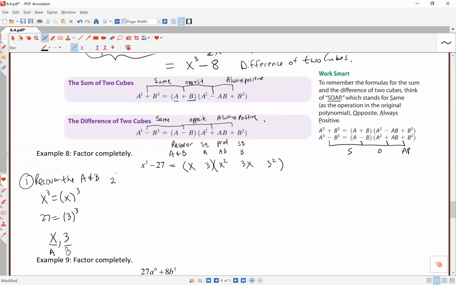Now, the second part of this is to put the signs in there using SOAP. Same sign, opposite sign, and always positive. We get x minus 3 times x squared plus 3x plus 9.